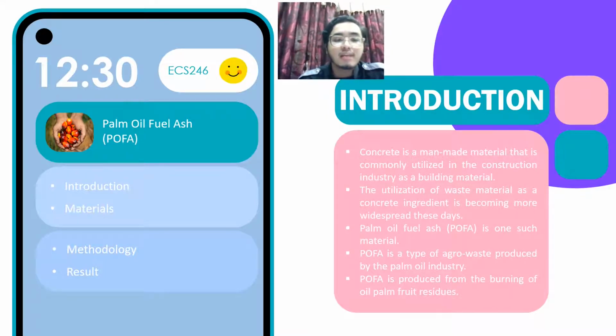It has become a major problem to the palm oil power plant because the waste is not reused and recycled in any works. So POFA can be used in cement replacement because its chemical composition contains a large amount of silica.